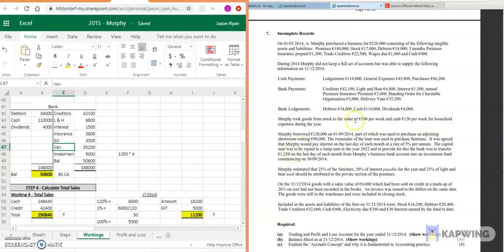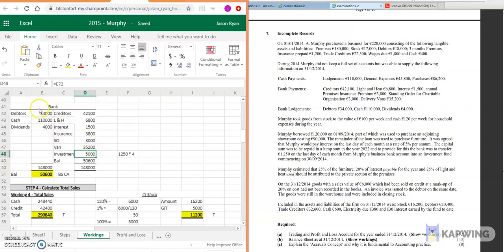Why is it 4 months? Because we got the loan on the 1st of the 9th, 2014. So we want to put money aside so we can pay for that at the end of the period. So we've got the 9th, the 10th, the 11th, and the 12th. So it's going to be 4 months that we're going to include there. So it's going to be 1,250 multiplied by 4, which will give us 5,000.